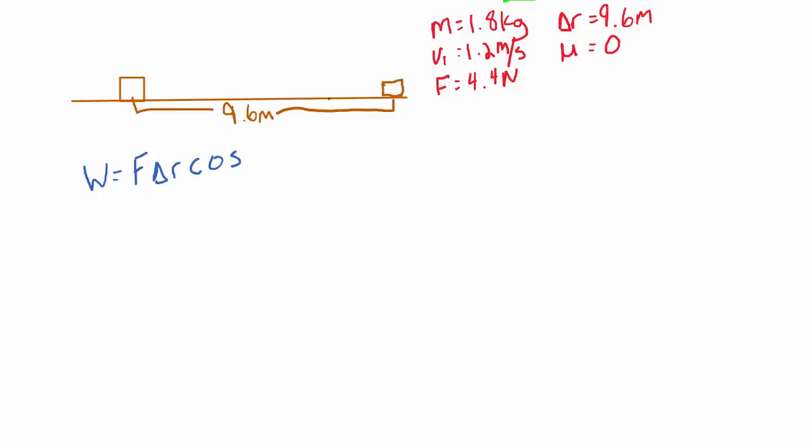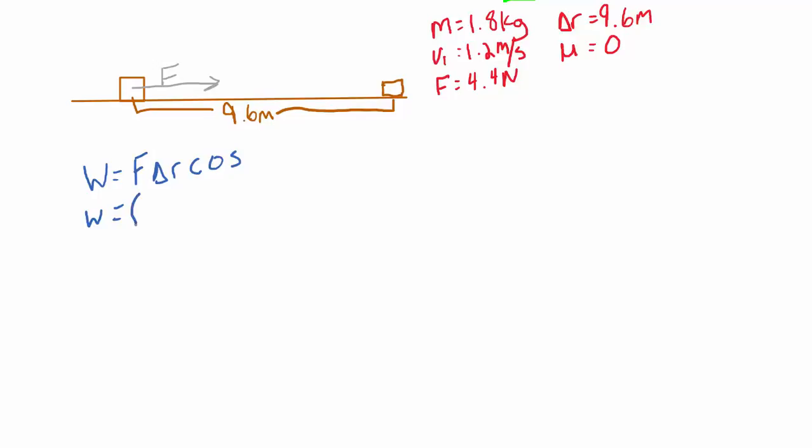And since there's no friction, we don't have a force in the opposite direction. Gravity is not going to be doing anything to us because there's normal force to cancel that out. So the only force that we are worried about is the force that goes this way, which is given in the problem. So we can just work this out.